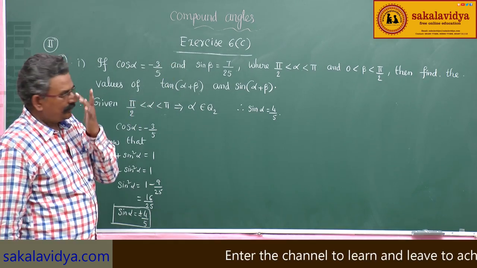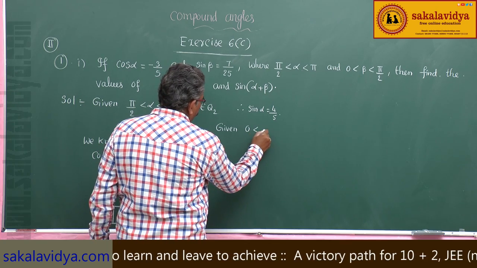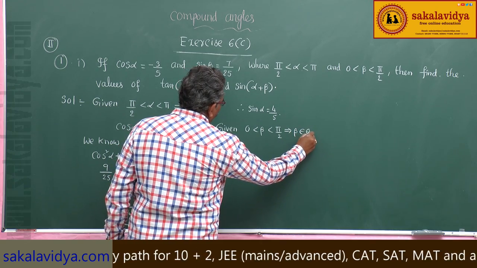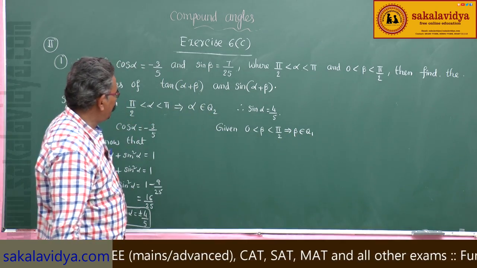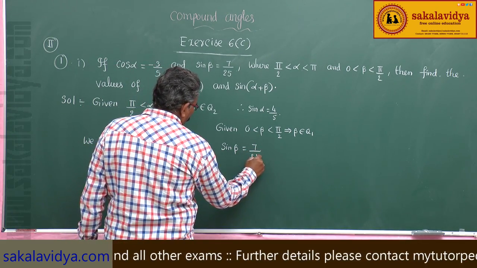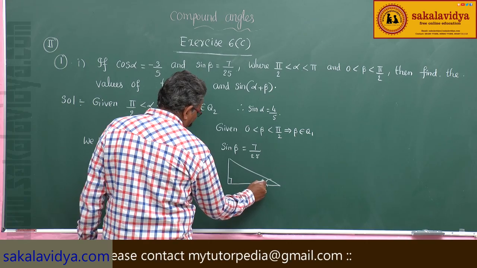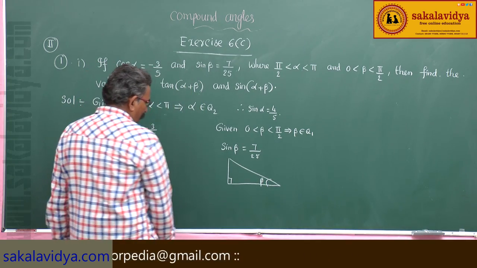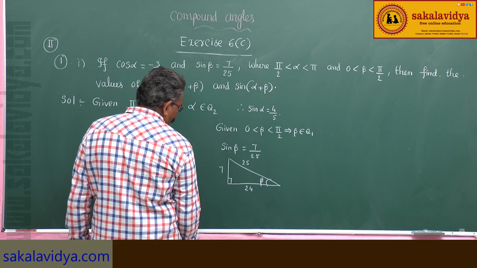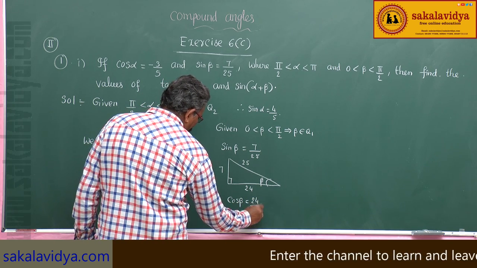Now, let us go to the next one. And given here, once again, 0 less than beta, beta less than pi by 2. That implies beta belongs to first quadrant. In first quadrant, all trigonometric ratios are positive. And given sin beta is equal to 7 by 25. So, need not worry. In this case, you can draw the triangle to get it directly. It's beta triangle, you can see. So, now this will be 7, this will be 25, this will be 24. So, cos beta we can write directly, cos beta is 24 by 25.